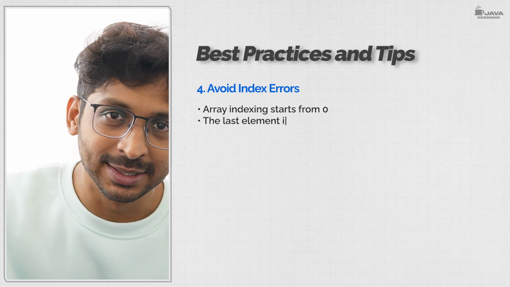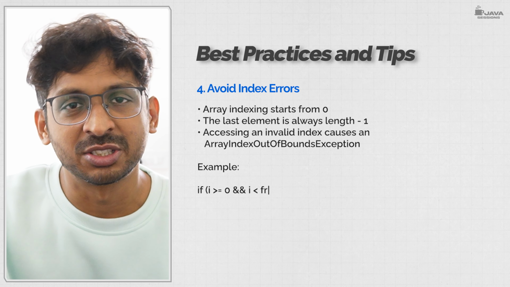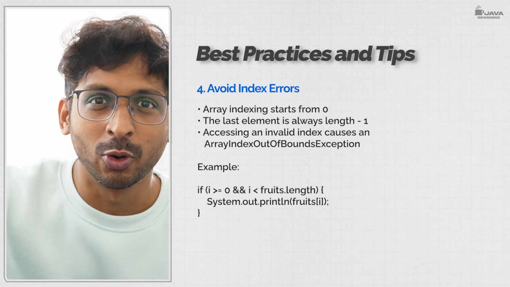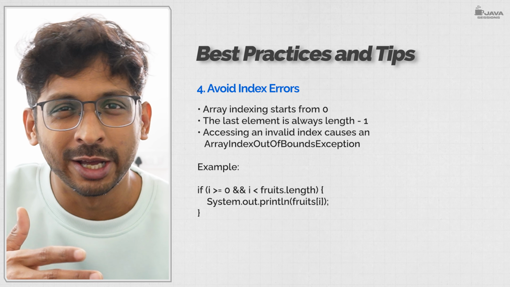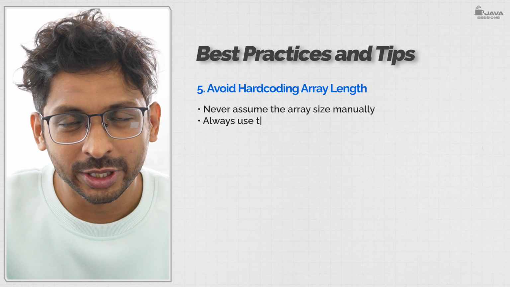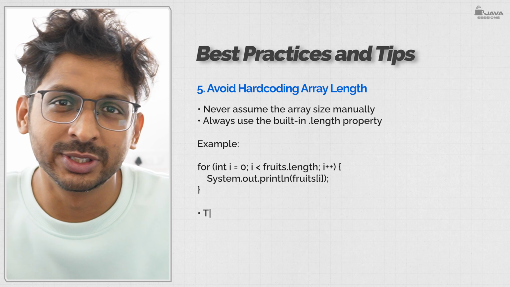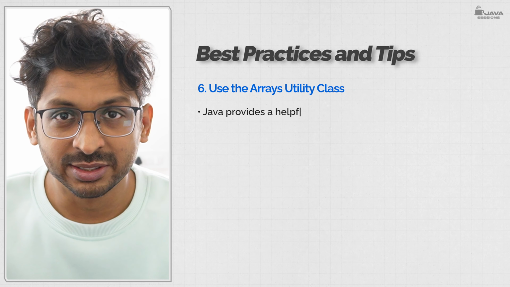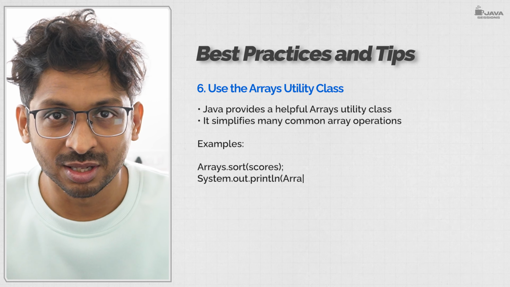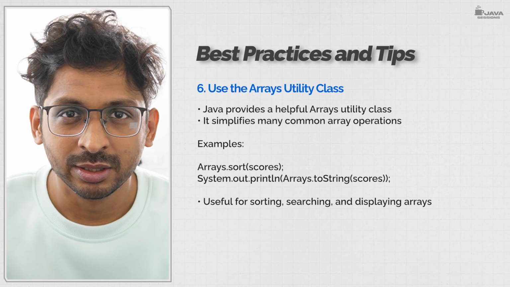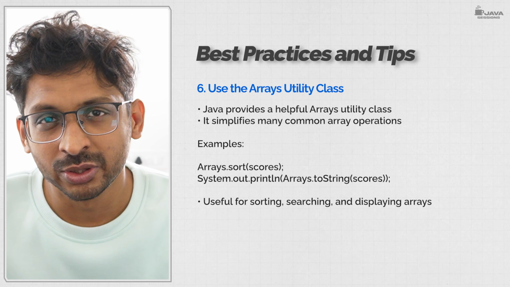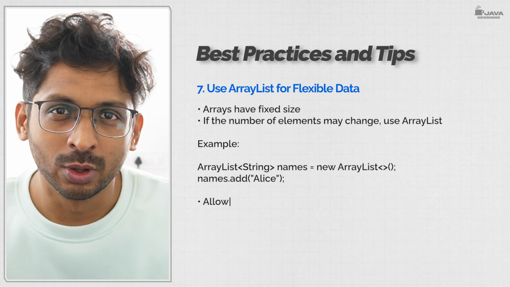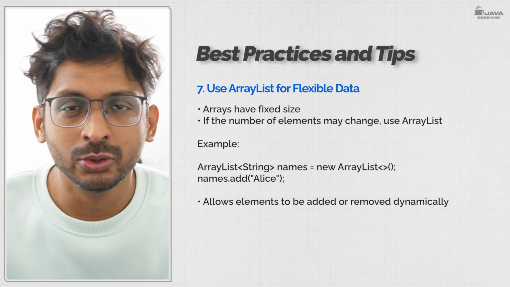Fourth one is to avoid indexing errors. That is, the index of an array starts at 0. So you need to remember, always check for the higher bounds, that is the total number of elements that are allowed in an array, to avoid array bounds exception. Try not hard coding the length of an array. Always try using the .length method. This is going to help your code stay safe and dynamic. Use arrays utility class. That is, Java's arrays class offers easy sorting, filling, and printing, so you can leverage those methods to work better with arrays. Use ArrayList for flexible size. That is, when the size of your collection is gonna change, it's better to use ArrayList.